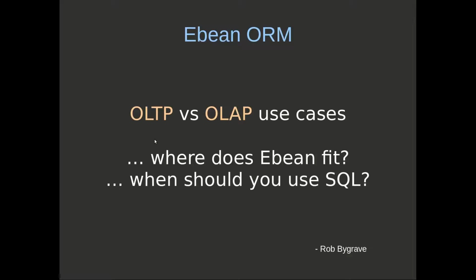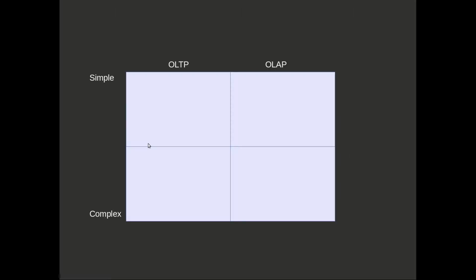Rob, and here we're going to look at OLTP versus OLAP use cases, and we'll look at where Ebean fits and when we should start using our own SQL. So here I've got a quadrant, and on this left hand side we've got OLTP, on the right hand side we've got OLAP, and at the top we have simple use cases, and at the bottom complex use cases.